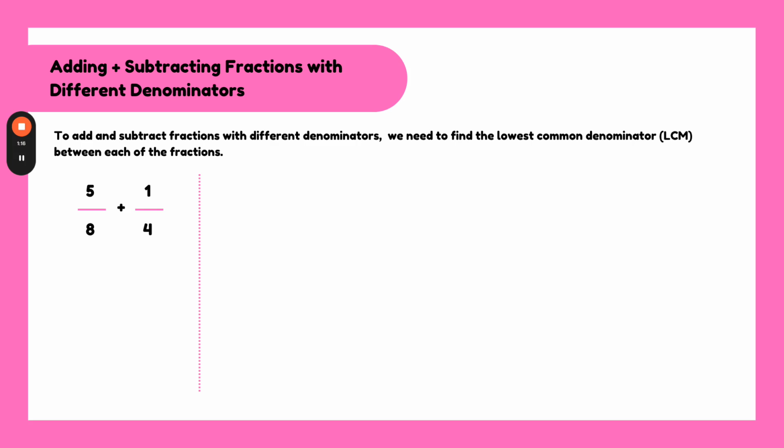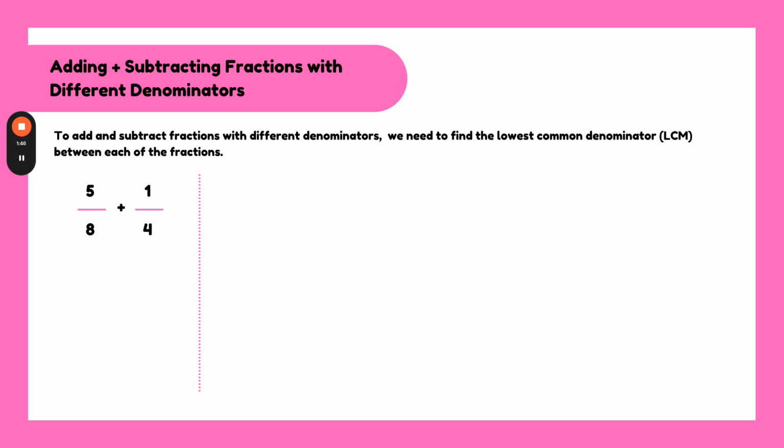The reason being is because both these fractions have different denominators, so we can't add them as straightforwardly as when we had the same denominators. So in a case like this, where we have two fractions with two different denominators, they both need to have the same denominator in order for us to add or subtract them together.